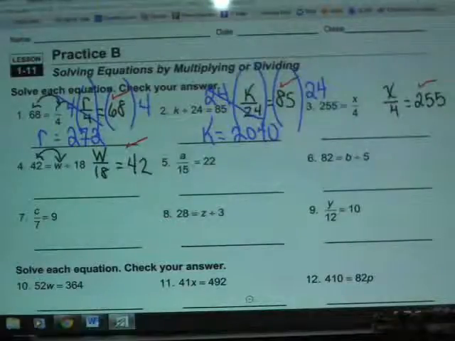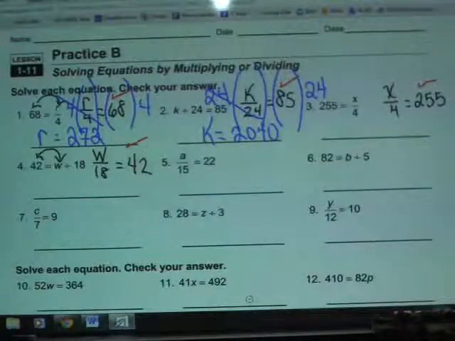Now, remember what we did to check these in the last section. That also will still work. Plug in that number for the variable. So change k into 2040. So on the left side, I've got 2040 divided by 24, which is going to give me 85. It should match up what the other side says. If it does, you did this correctly.